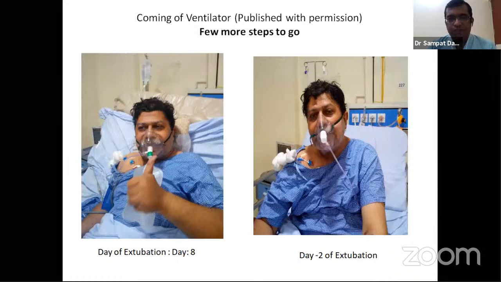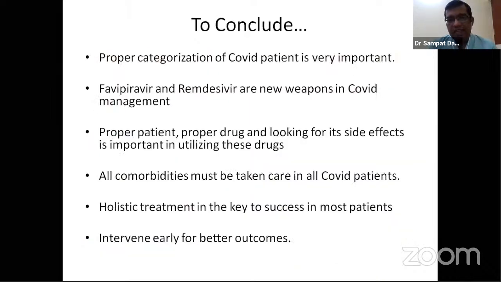So to conclude, whenever a patient comes, properly categorize how severe the patient is, whether moderate or severe. As has been told by my previous speaker, favipiravir and remdesivir are new weapons, but the important part is the proper patient, proper drug, and looking for side effects when you are utilizing these drugs. All comorbidities of the patient must be taken care of. If he has a cardiac problem, diabetes, renal problem, hypertension, you have to take care of everything.